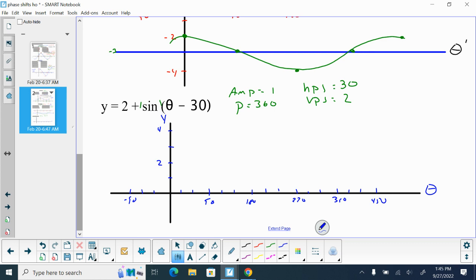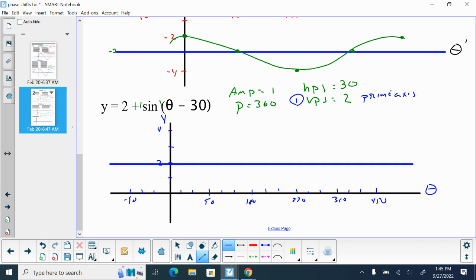All right, the first thing you always want to deal with is the vertical phase shift, to draw in your prime axis. So at a value of 2, I'm going to draw in my theta prime axis.